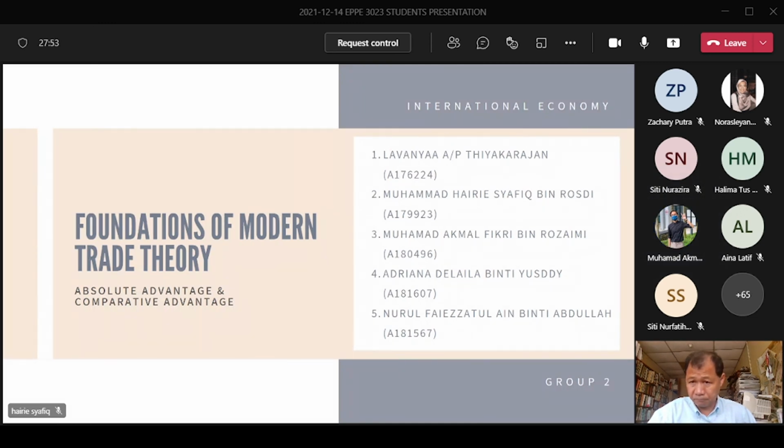So let's start with our topics today. Our questions today are based on the chapter 2 topic, which is the foundations of modern trade theory: absolute advantage and comparative advantage. We are from group 2, which consists of 5 members: Lavanya, Hairi, myself, Ahmad, Adriana, and Nurul Faizatul. So let's start with example 1.